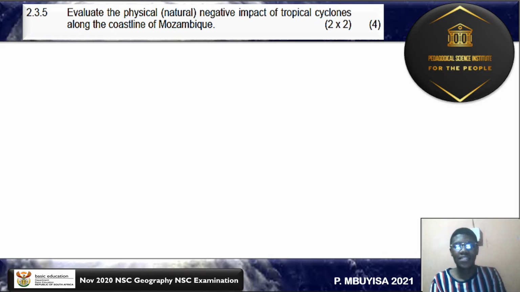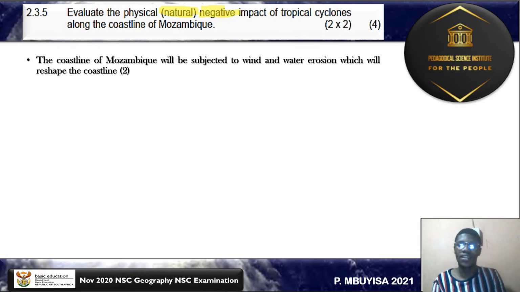And then again, it says evaluate the physical. Remember, when we talk about physical effects, we talk about natural impacts, and they were specific to say negative. Remember that if they just say evaluate the impact and they don't tell you whether it is positive or negative, you need to put in two negatives and two positives in a paragraph question, or give one negative and one positive. Here they said talk about the negative impacts of tropical cyclones along the coastline of Mozambique. So here's the first response.